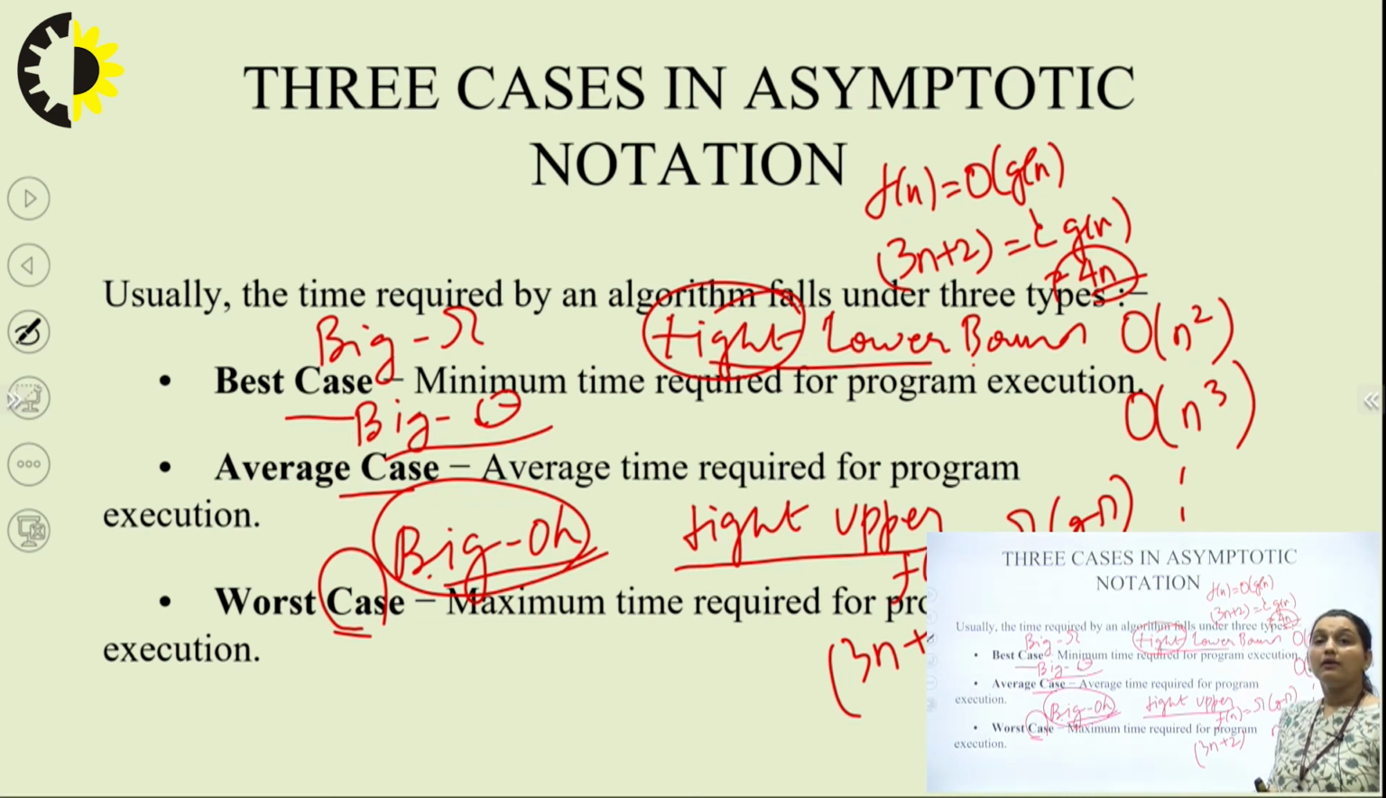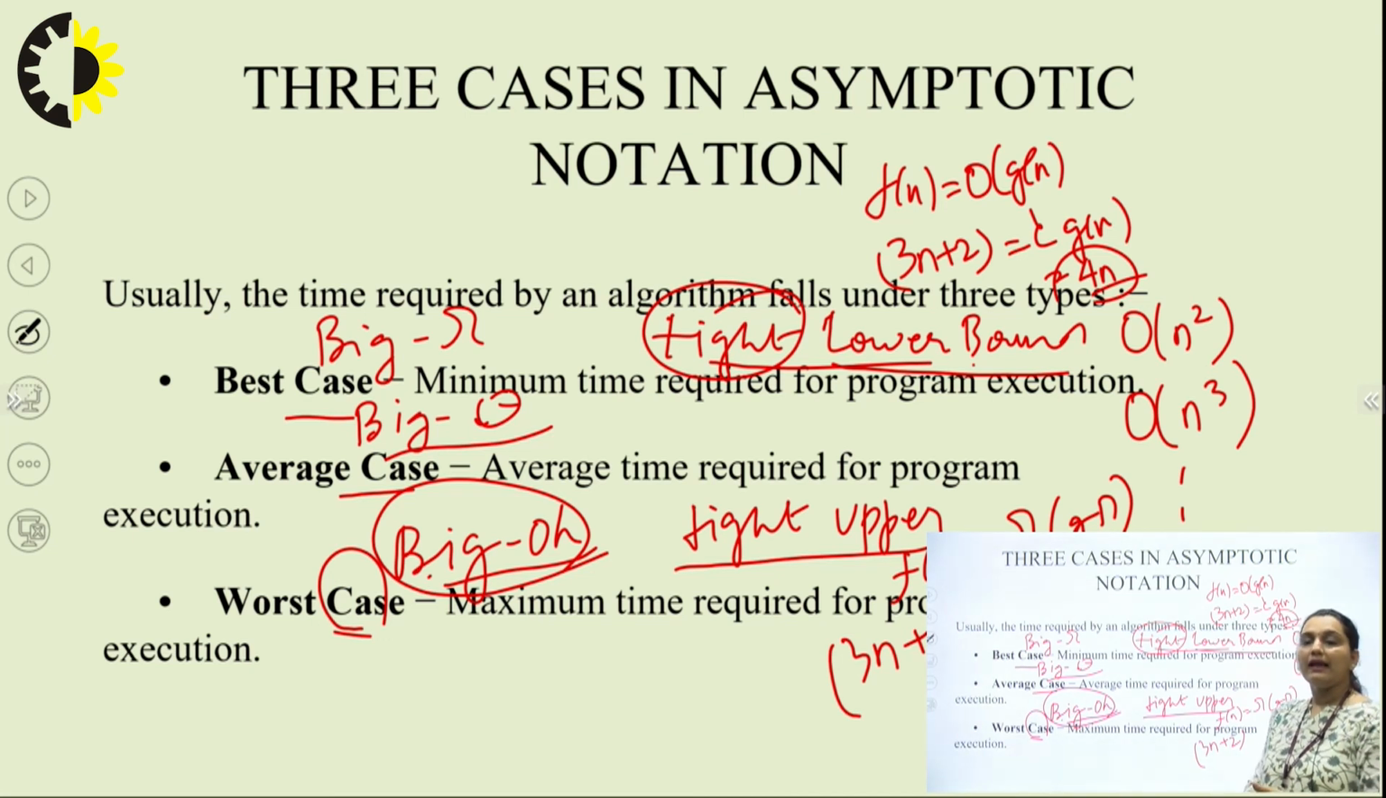Yeah, log n. We are taking the tightest bound, that is n. So tighter means the nearest one we are taking. It has to be the nearest one in the tight upper bound and the tight lower bound also.